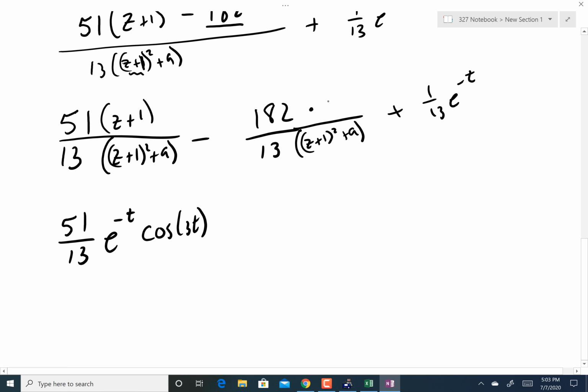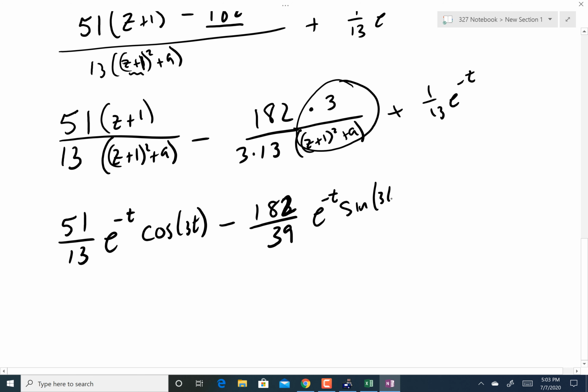Now I can do this a couple of different ways. Does 3 go into 182? 9, 12? No, it does not. If it did, I could just divide that by that and pull it off. So what I do is put a 3 here and a 3 here. So it's going to be 182 over 39, and now this is, by definition, e to the negative t sine 3t plus 1/13 e to the negative t. What do you think? Let's check it out.